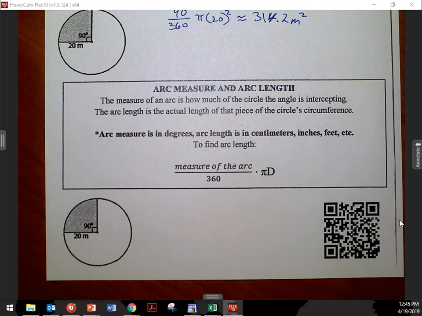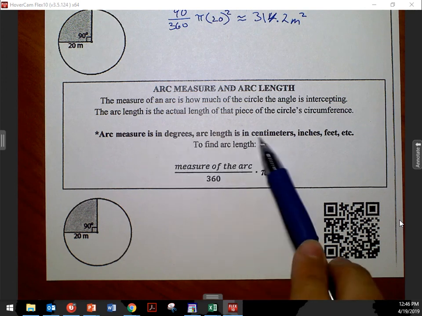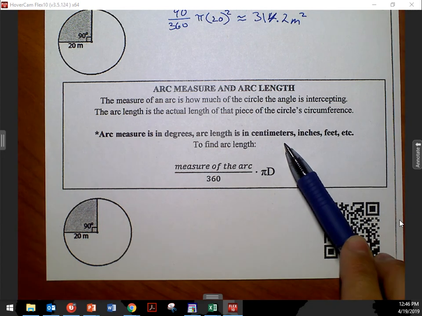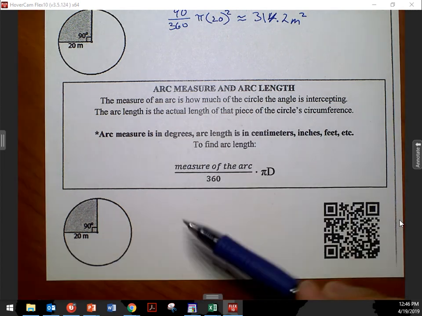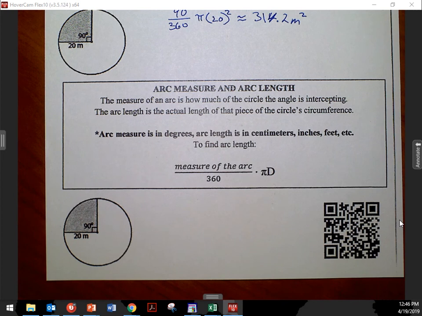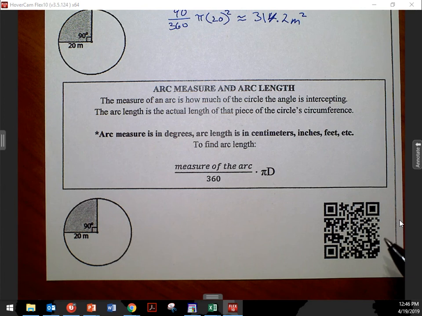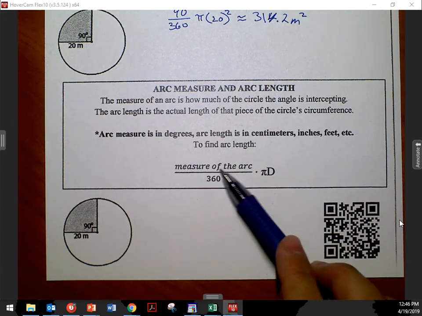Okay, the arc length is measured in centimeters, inches, feet, etc. So it's not area anymore, is it? No, it's not area. It's just going to be the crust around it. It's kind of like the circumference. Circumference would be just the distance around the outside. Does that make sense? Yeah. Okay, good.